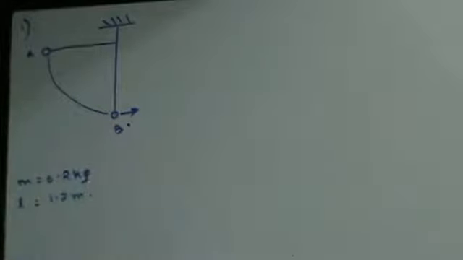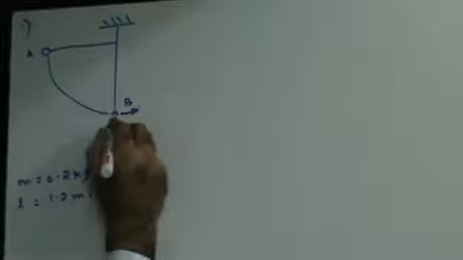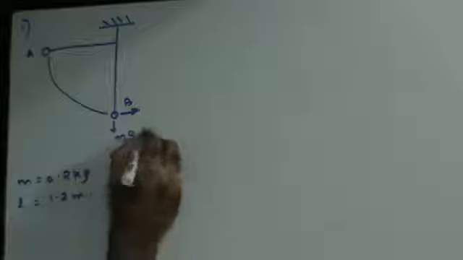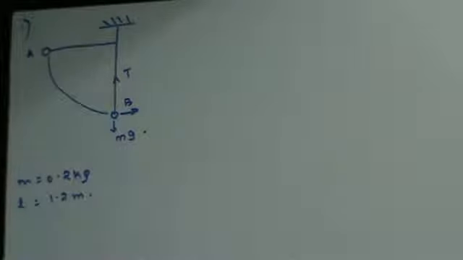Now guys, let's assume that A is the highest point, B is the lowest point. Now at point B, the weight mg will be acting in downward direction. The tension T would be acting in upward direction, right? Now, let's start. First of all, we have to find out the velocity of the bob at the lowest point. Let's first find out the potential energy of the bob.